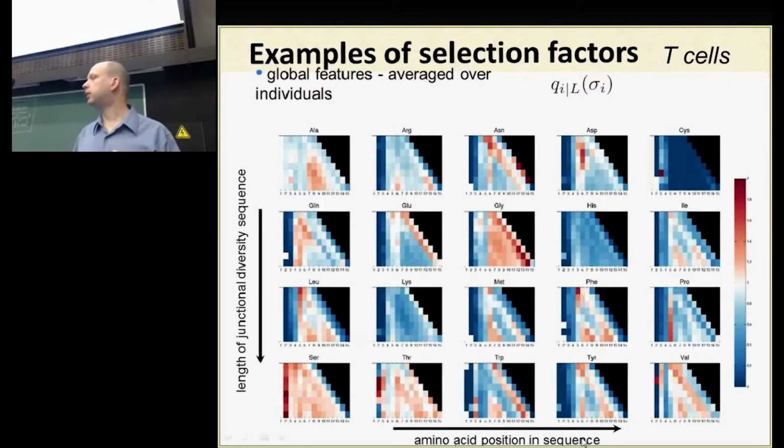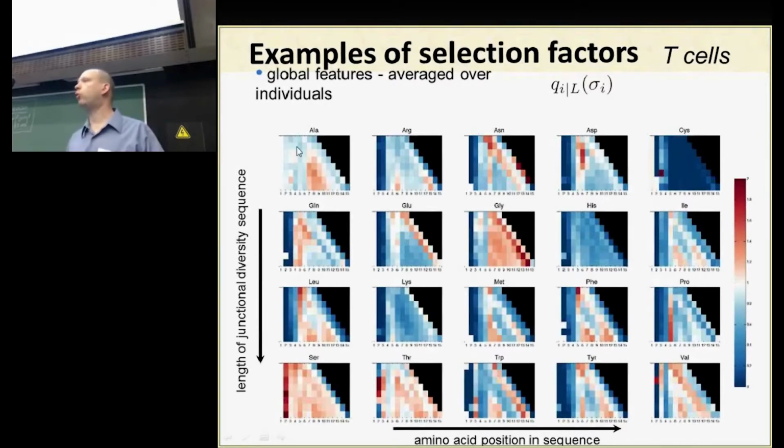The x-axis, the horizontal axis, is position. So this is position 1, 2, 3, 4. It's too small to see, but believe me, those are running numbers. And the vertical axis is length. So we give different selection factors for different lengths.